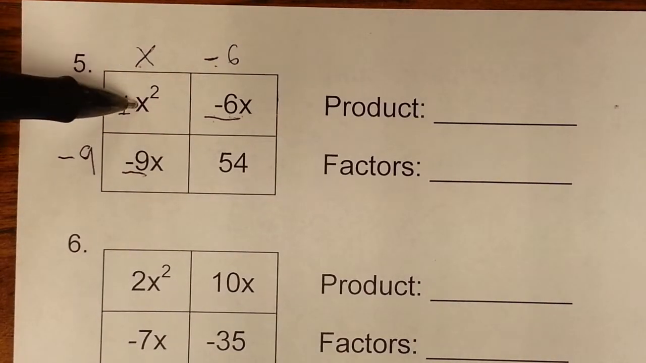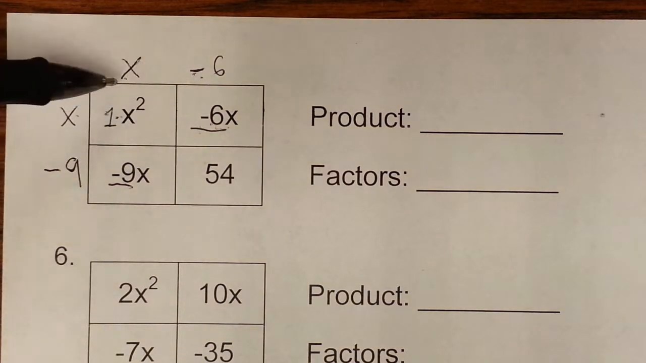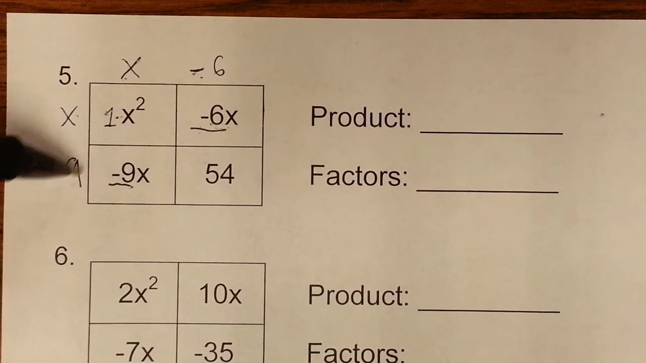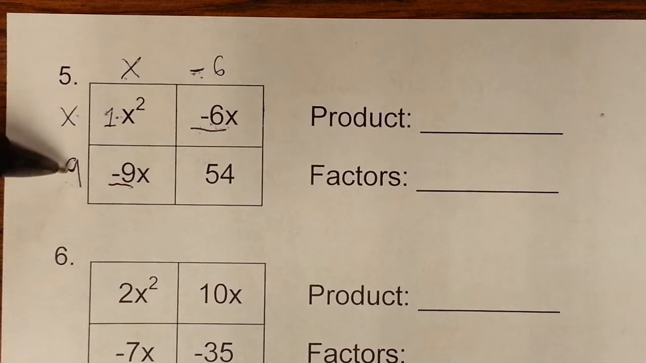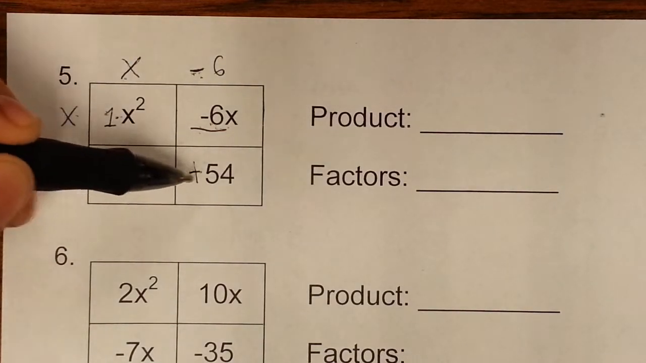X times x gives us x squared. X times negative 6 gives us negative 6x. X times negative 9, negative 9x. And a negative 9 times a negative 6 will give us a positive 54. A negative times a negative is a positive. And then 6 times 9 is 54.